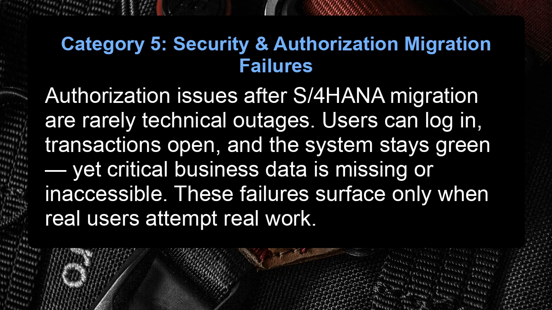Category 5: Security and Authorization Migration Failures. Authorization issues after S/4HANA migration are rarely technical outages. Users can log in, transactions open, and the system stays green, yet critical business data is missing or inaccessible. These failures surface only when real users attempt real work.